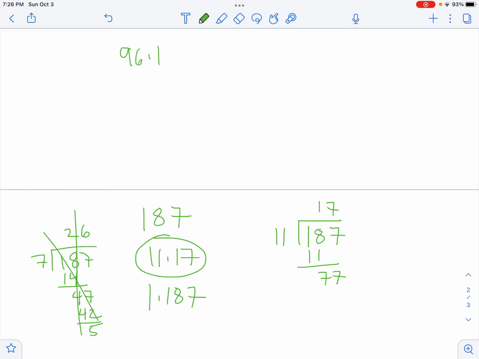So that was a bit of work, but that just shows you another way to factor things. Sometimes the easiest way to factor things like 187 is to use a calculator. And in fact, for very large numbers, actually factoring can be very, very difficult even for a computer.